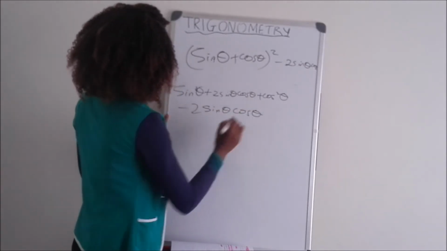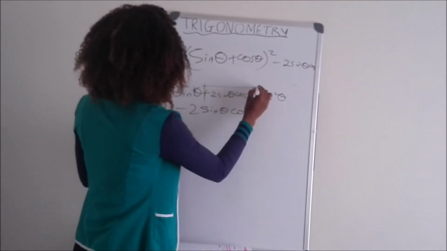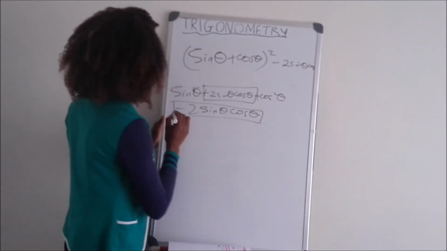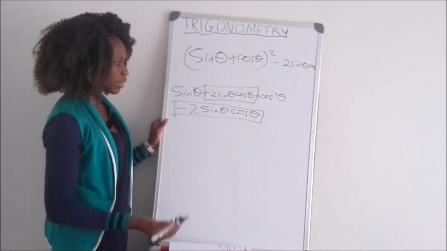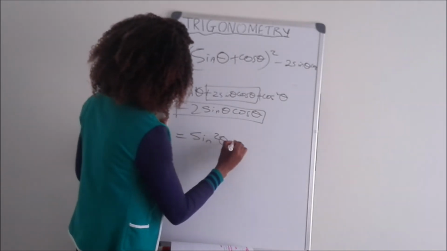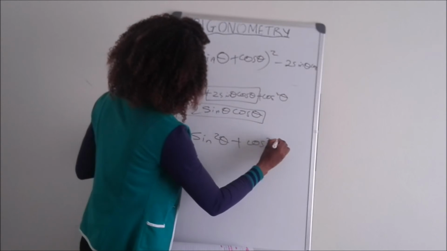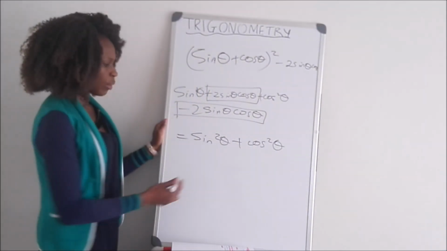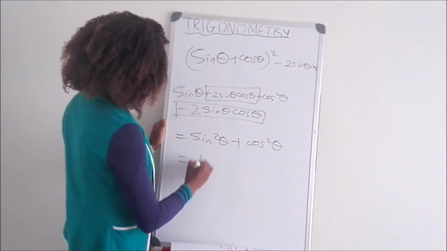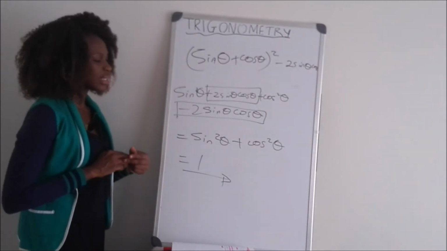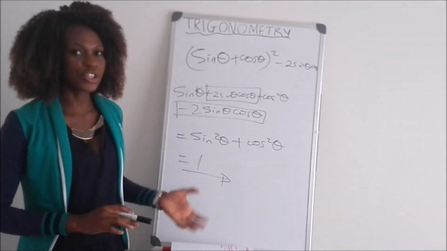Alright, from here we can see that this positive 2 sine theta cos theta and minus 2 sine theta cos theta will subtract each other and it will be 0. Then we'll only be left with sine squared theta plus cos squared theta. And from sine squared theta plus cos squared theta, we know that this is an identity which is equal to 1. Always remember that with identities, you just manipulate the equation around.